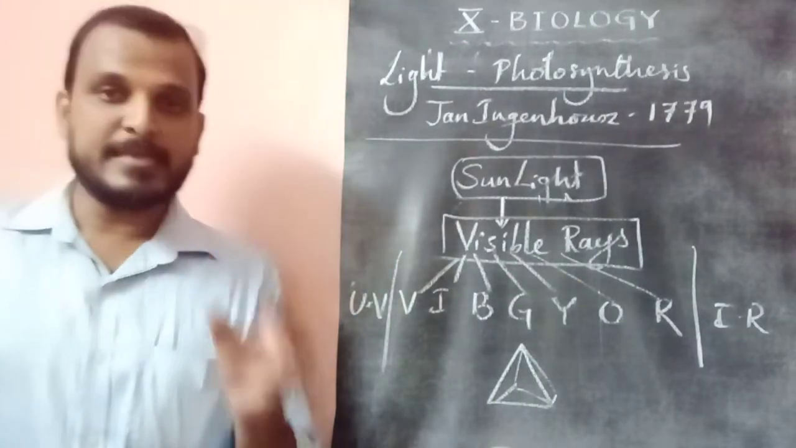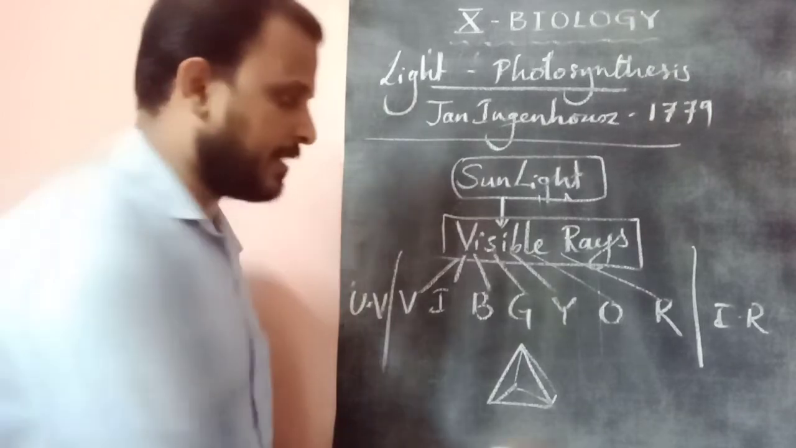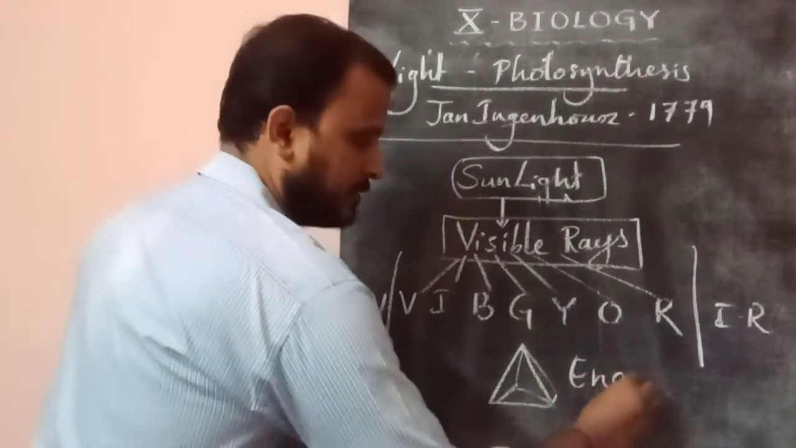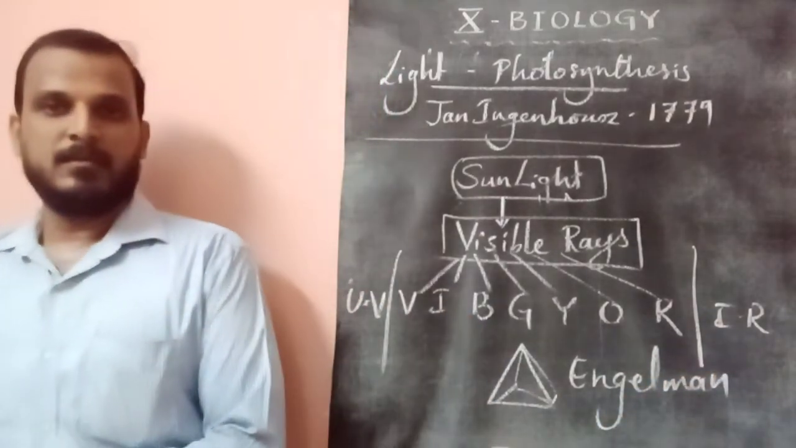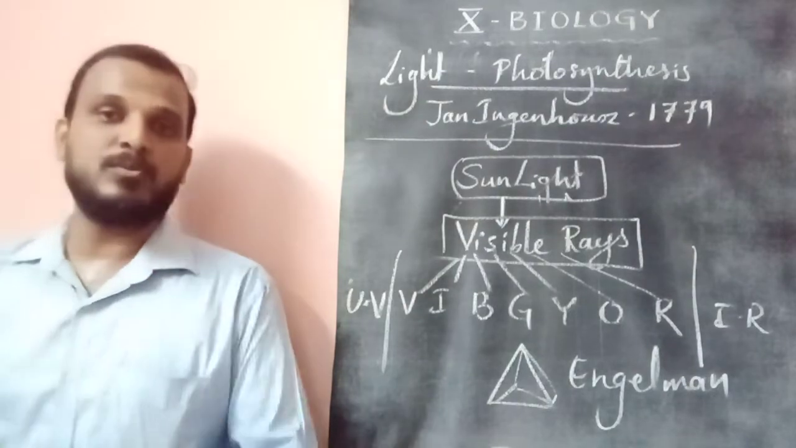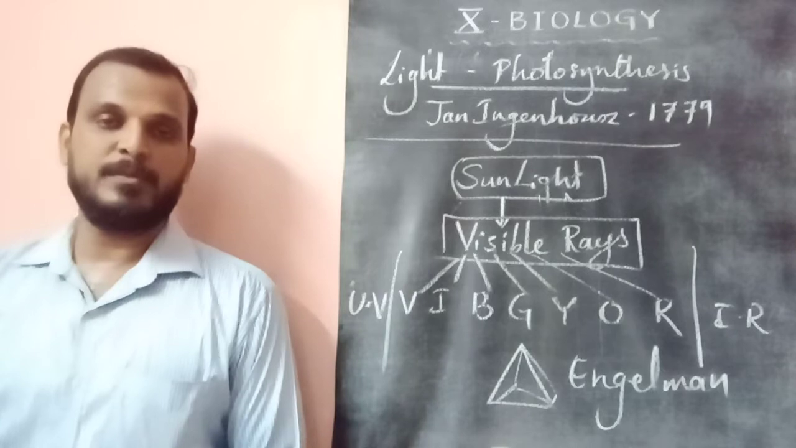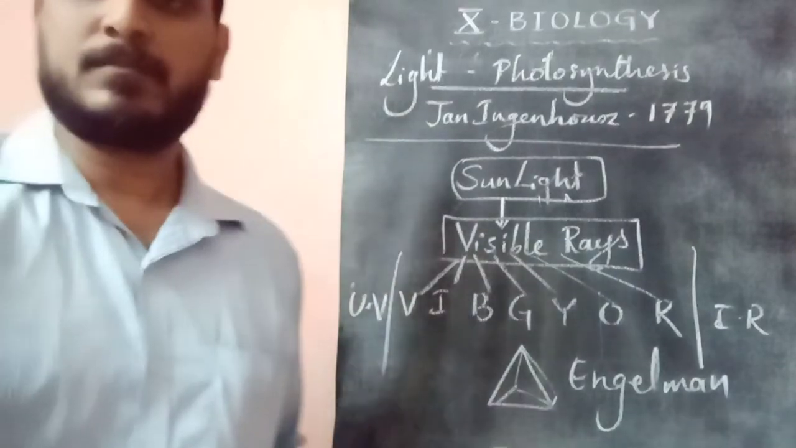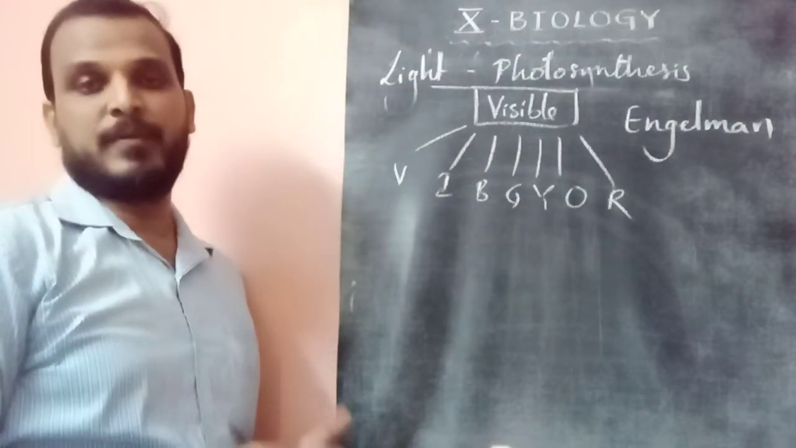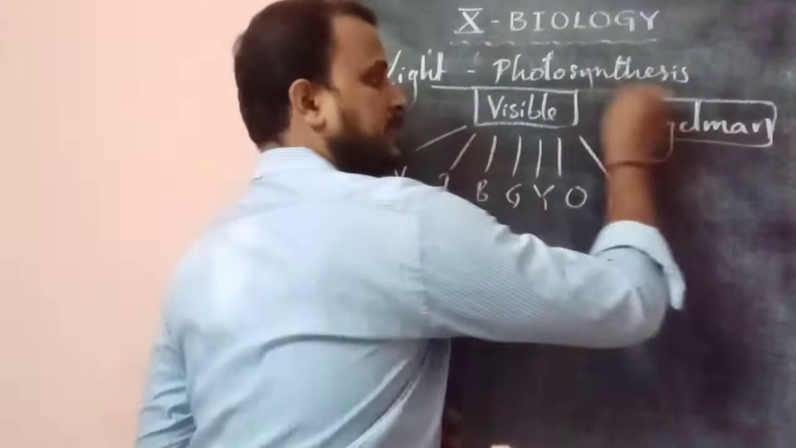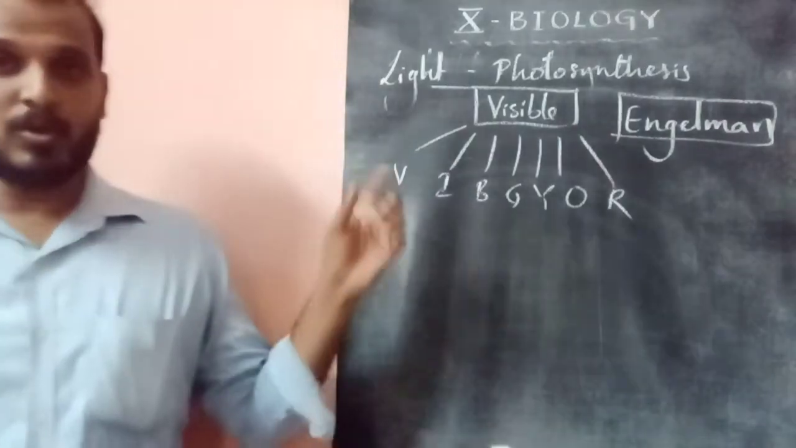Like that, a scientist called Engelmann divided the spectrum of colors in visible light and came to know which colored light plays a maximum role in photosynthesis. So the visible light has a spectrum of 7 colors, divided by Engelmann to know the importance of which color among these.